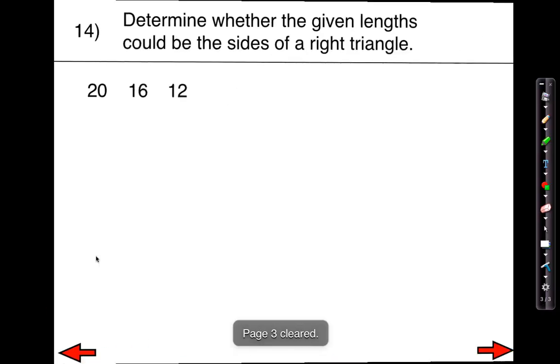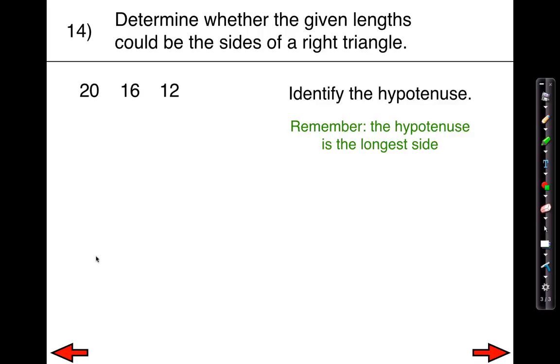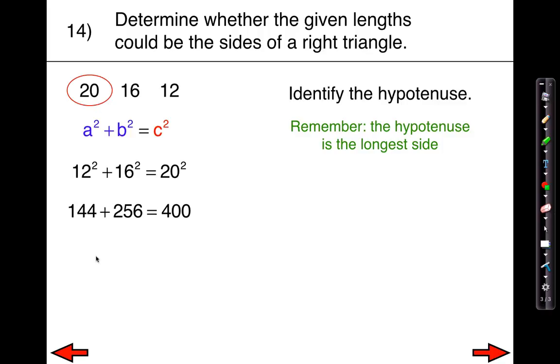Okay, a last example for me. It says determine whether the given lengths could be the sides of a right triangle. Again, we need to figure out if it was a right triangle, which one would be the hypotenuse. So we're going to assume it's got to be 20 since it's the longest side. We're going to plug it into our formula. So here we have 12 squared plus 16 squared equals 20 squared. 12 squared is 144, 16 squared is 256. Is this true? Well, let's check it out.